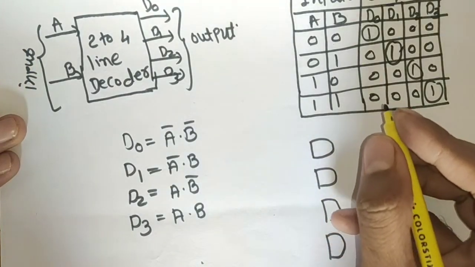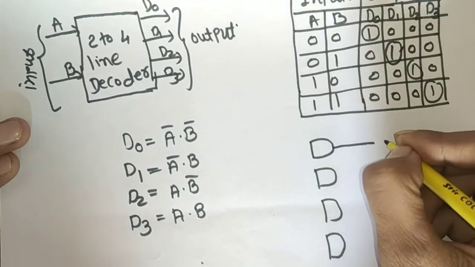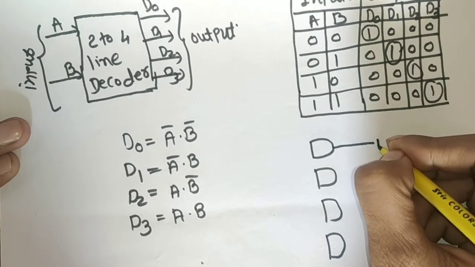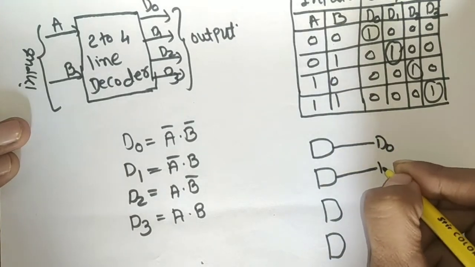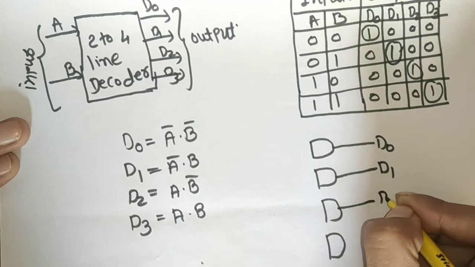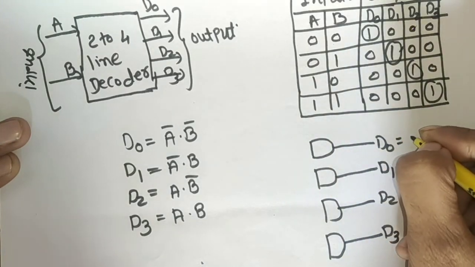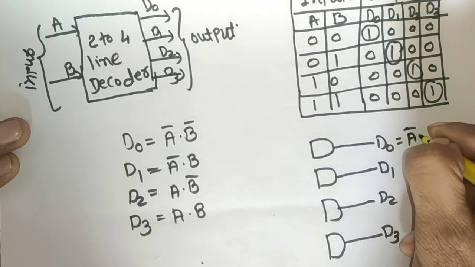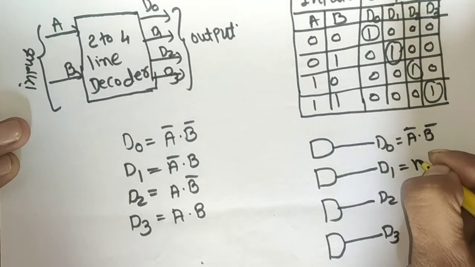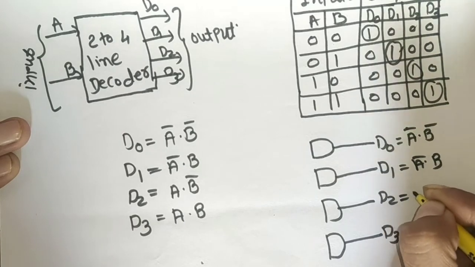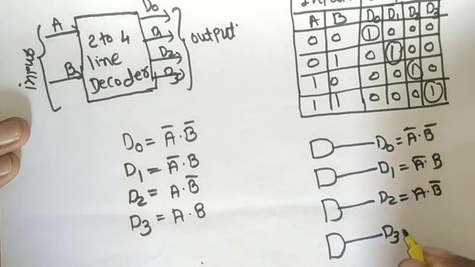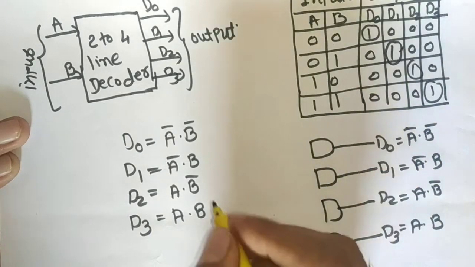Right? So the first AND gate can be represented with D0, the second AND gate with D1, this is D2 and this is D3. So D0 is A bar dot B bar, D1 is A bar dot B, D2 is A dot B bar, and D3 is A dot B. Now we can apply the two input signals.